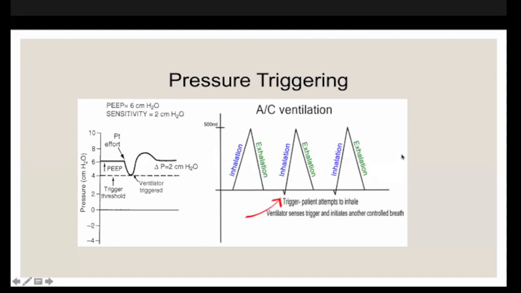So M15031, can you tell me what is the trigger? What is ventilator triggering? The patient tries to breathe by himself. Yes, very good. And then the ventilator senses it, isn't it?